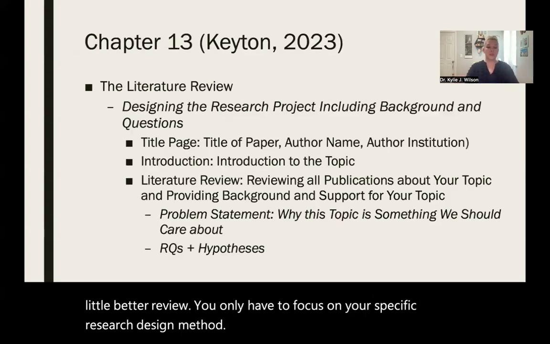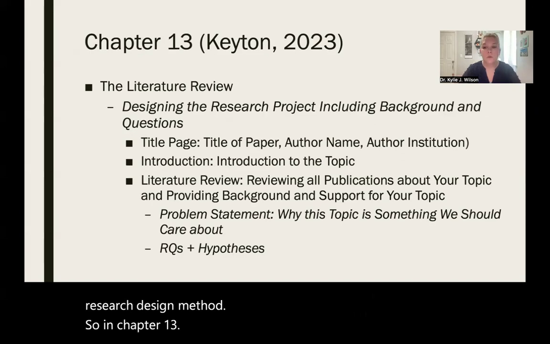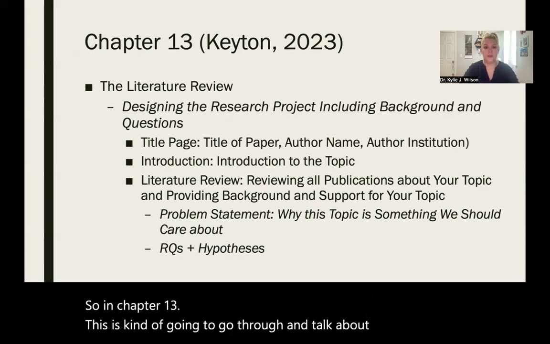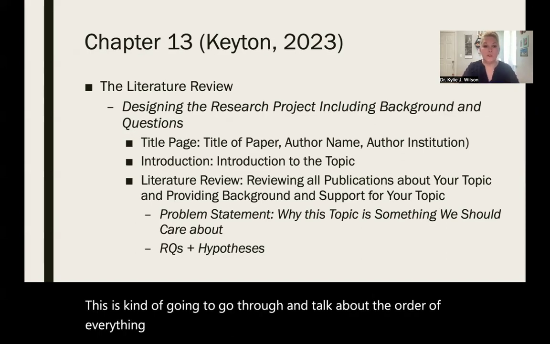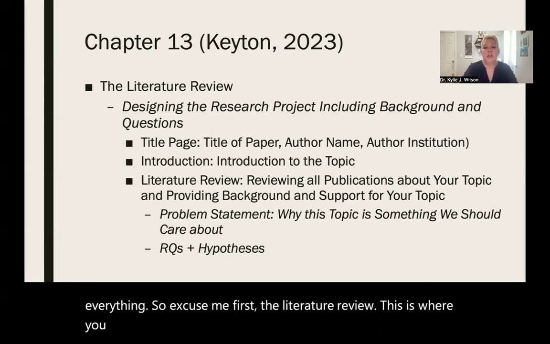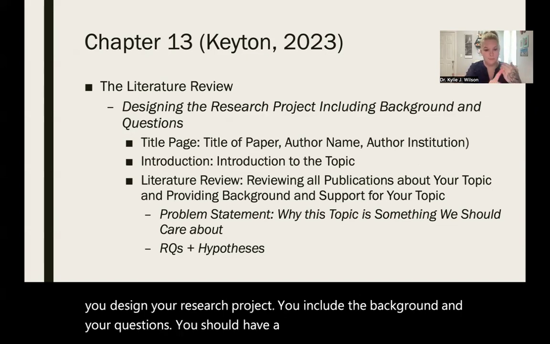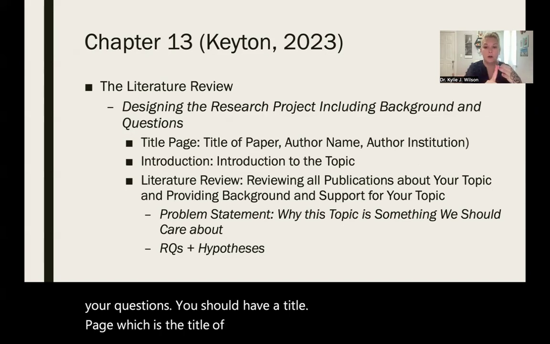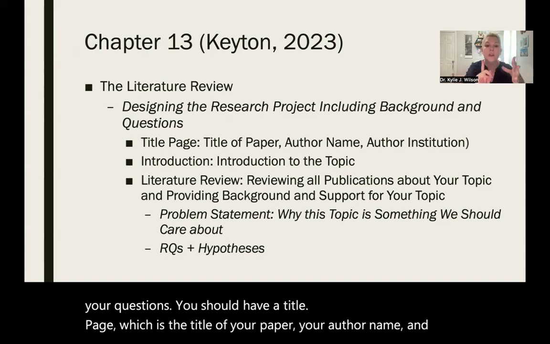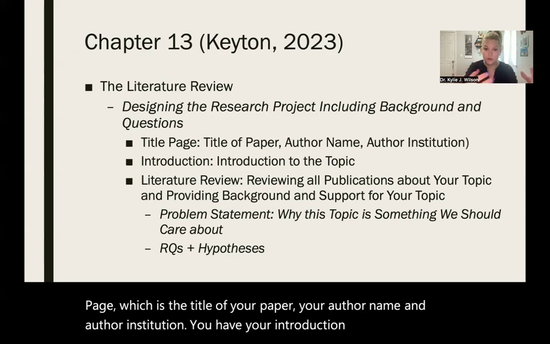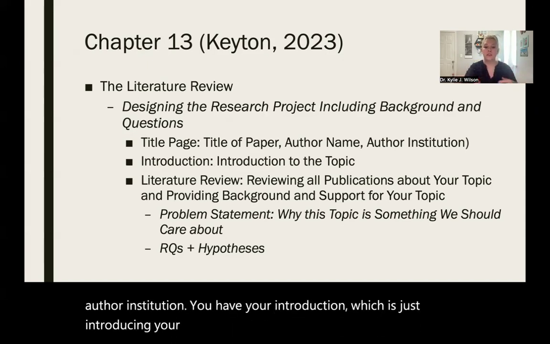So in chapter 13, this is going to go through and talk about the order of everything. First, the literature review. This is where you design your research project, you include the background and your questions. You should have a title page, which is the title of your paper, your author name and author institution. You have your introduction, which is just introducing your topic, and then you get into your literature review.